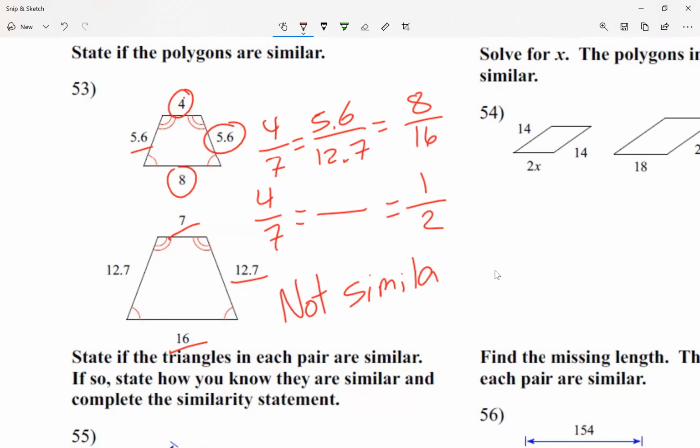Remember I said in order for polygons to be similar, there are two criteria. The angles have to be equal, which they are, so I'm good. The second criterion, all the sides have to be proportional. One way I check if they're proportional is I make my fractions and simplify. They should all simplify to the same thing. That didn't happen, so not similar. Let's move on to question 54.